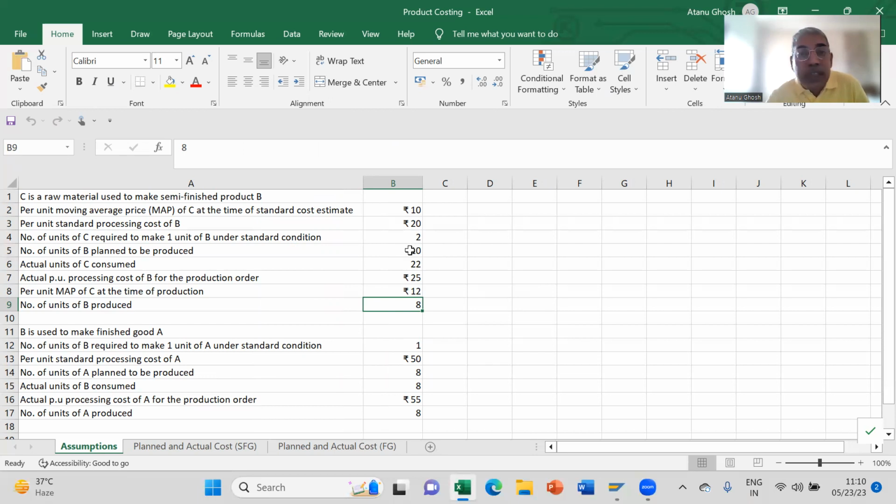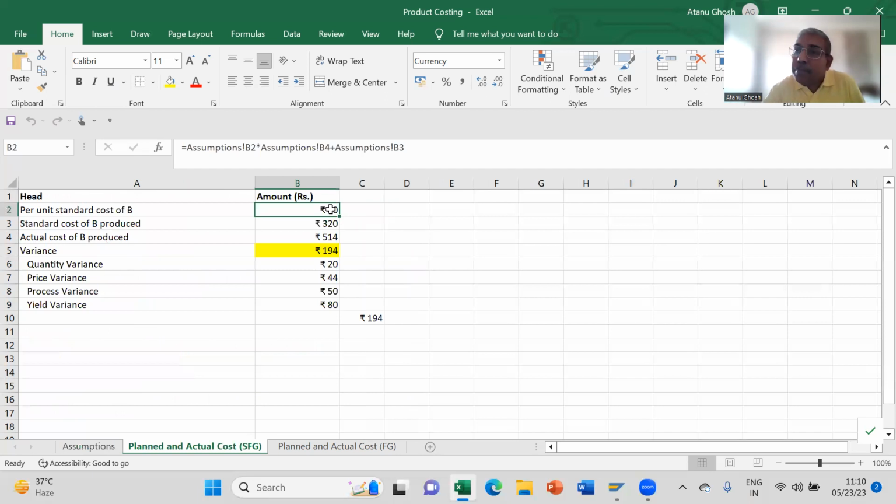We know that the moving average price is ₹10, and we know for 1 unit of B, I require 2 units of C under standard condition. So the cost of raw material that will be required is 10 multiplied by 2, 20 rupees. And we also know under standard condition, 1 unit of B, the processing cost is ₹20. So 20 plus 20, 40. This is the standard cost of B. Okay.